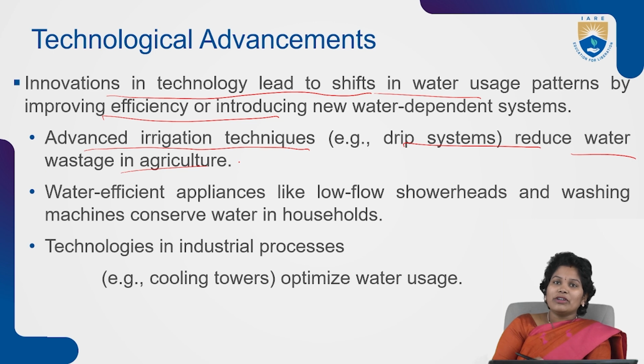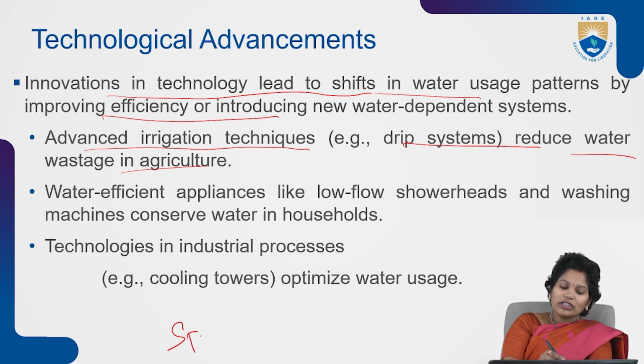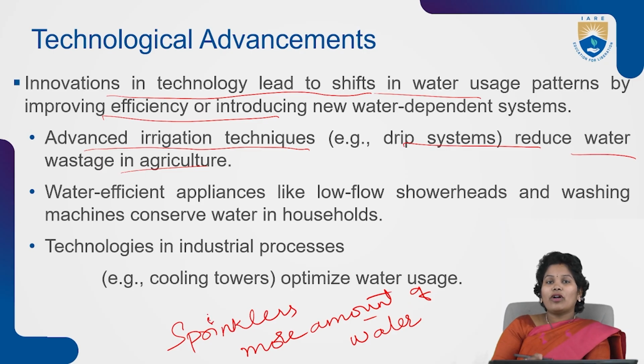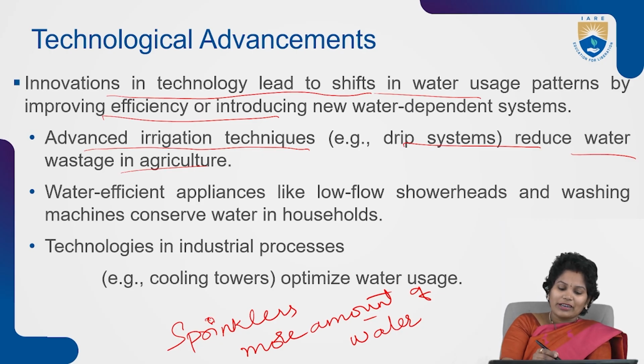In irrigation, if you are using sprinklers, then they require more water. The sprinkler means the water we give to the irrigation fields is in the form of rain, artificial rain. In the form of sprinkles, we are applying water to the irrigation fields. That is a sprinkler system.